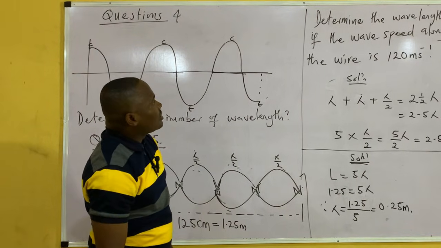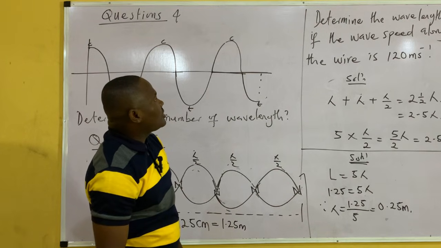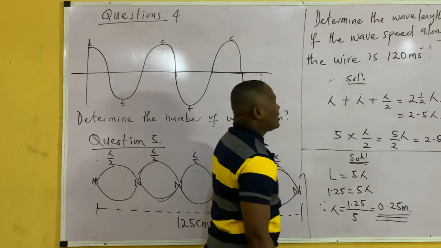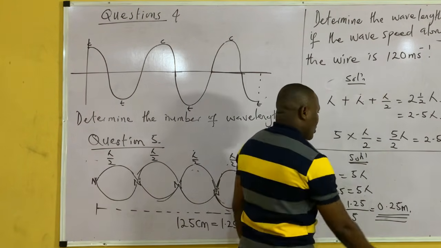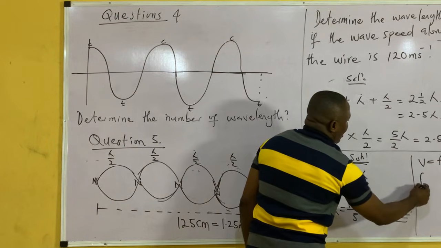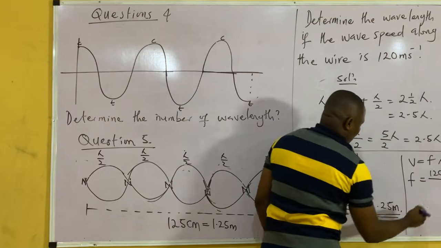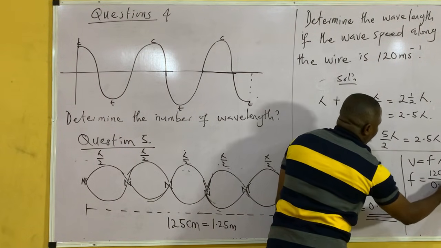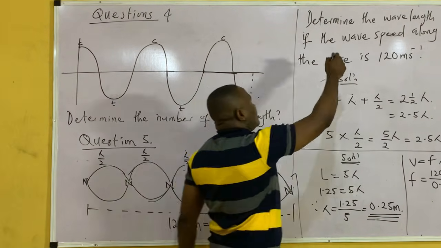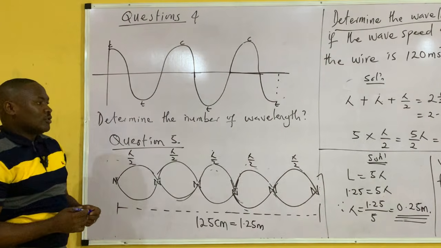So we were looking for the wavelength, and we have it. But if the question was to find the frequency, since they gave us the speed, we would say speed is frequency times lambda. So our frequency will be equal to our speed, 120, over our lambda, 0.25. So if the question was the frequency, this is what we would have done. But the question is determine the wavelength, so this is what we are looking at. Thank you very much.